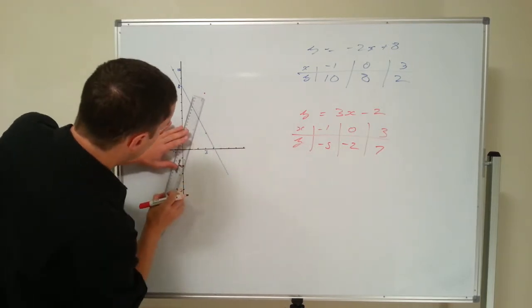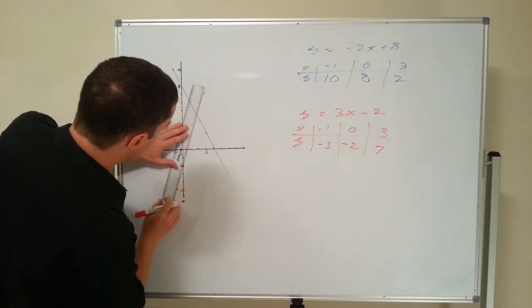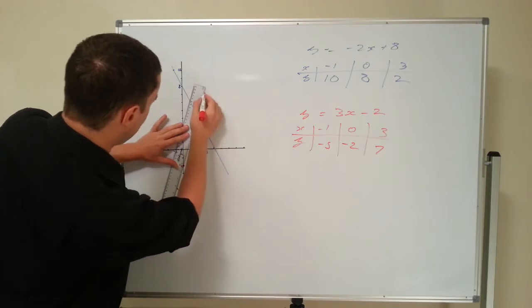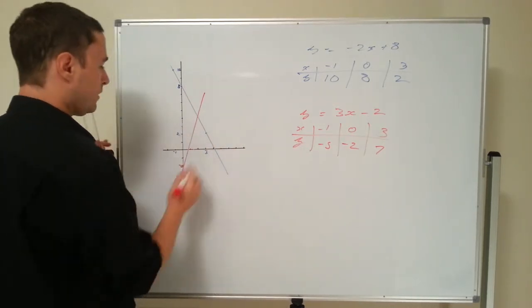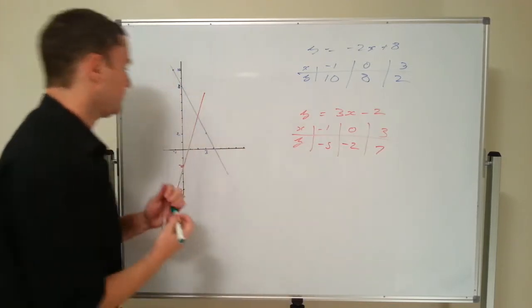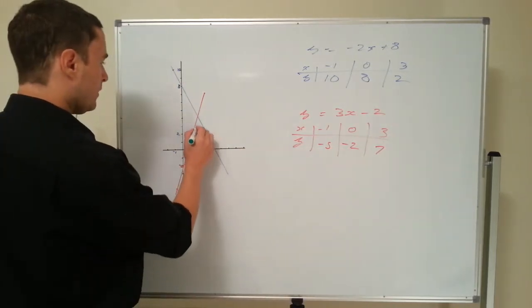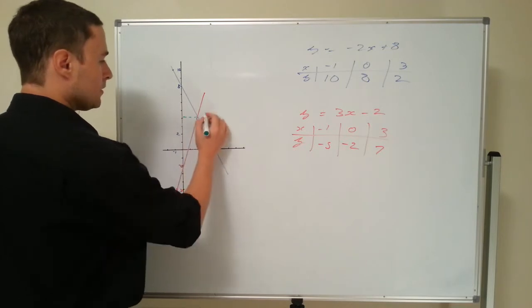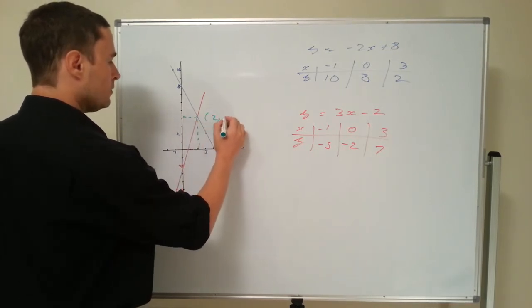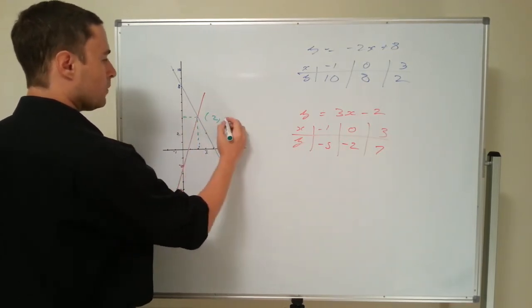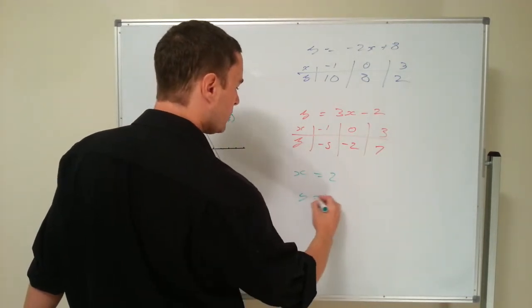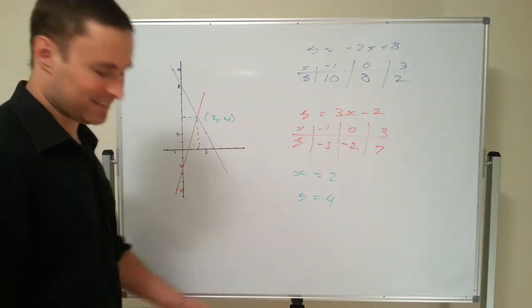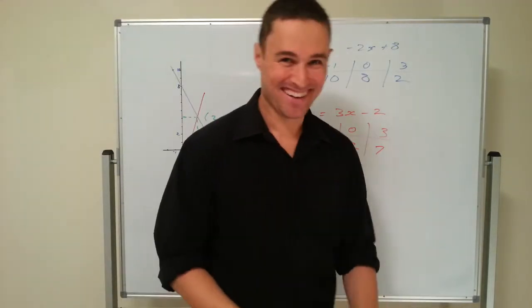Put your ruler down, make sure they line up, all right? They have to line up, otherwise you're going to be inaccurate. And then read off the point where they cross. Here's the point. We're done. They cross there and there. So they cross at the coordinate (2, 4). So the value for this is x equals 2, y equals 4. Done.